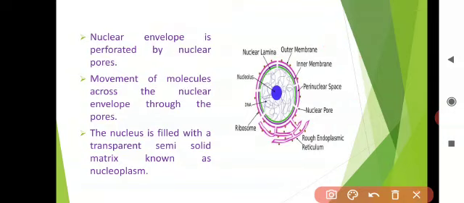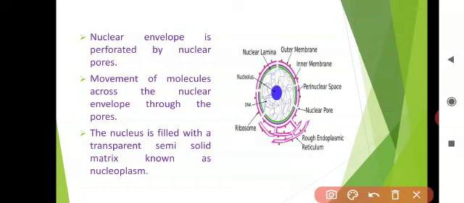That means the nuclear membrane consists of two layers, namely the outer membrane and inner membrane. In between this, a perinuclear space is present. This perinuclear space is filled with dense material. The nucleus is filled with the transparent semi-solid matrix, which is known as nucleoplasm or the nuclear sap. So, all this is filled with the nuclear sap.